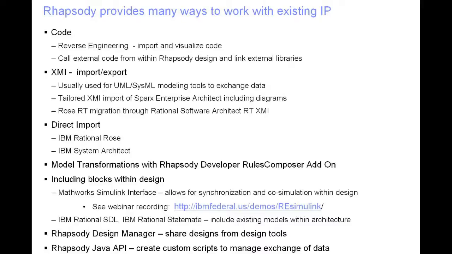And then, of course, and Tom's going to talk about this, model transformations with Rules Composer, how you can do more advanced type import of models with its capabilities. And then I mentioned earlier how you incorporate blocks or components within your application. One thing is there's a lot of modeling out there with MathWorks Simulink. And Simulink doesn't really map into a UML tool such as Rhapsody. So what we can do is plug in Simulink blocks, and the Simulink interface allows you to do code simulation and can synchronize with those Simulink blocks.